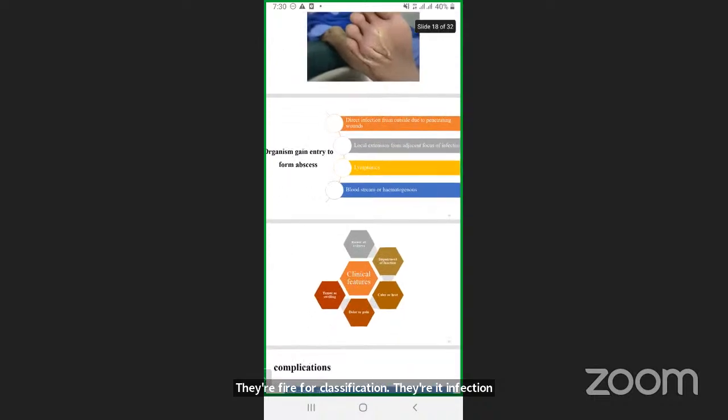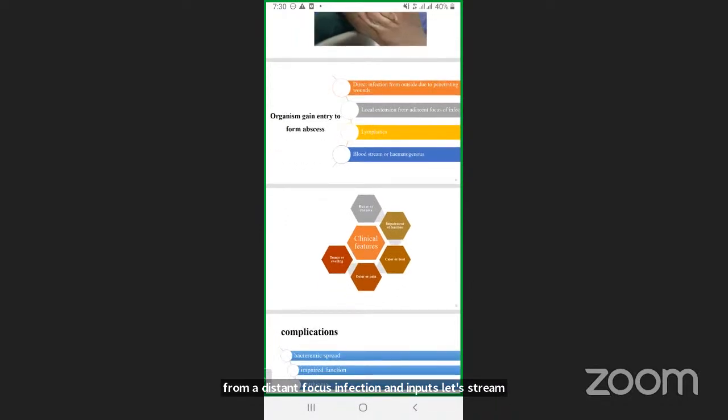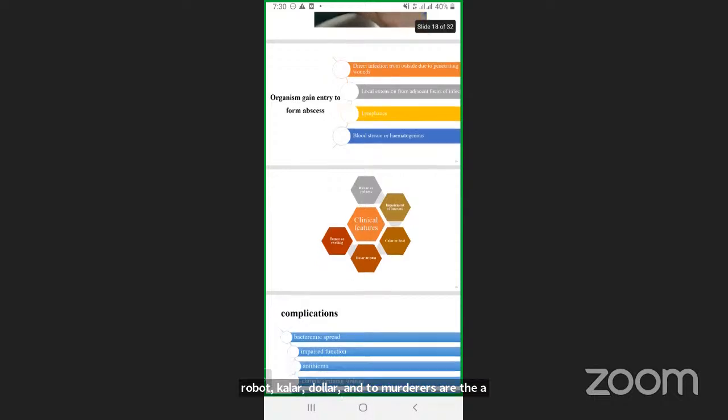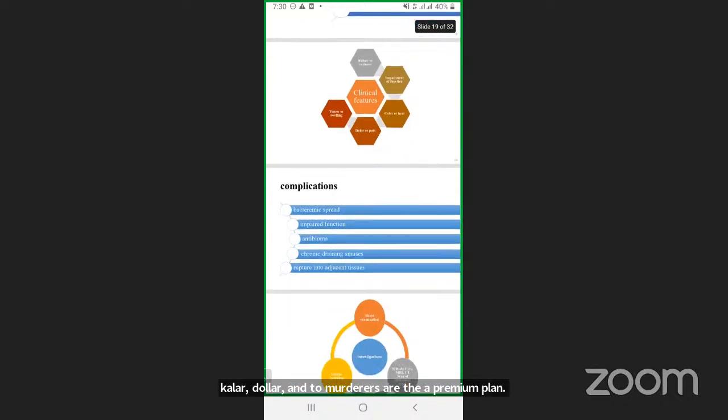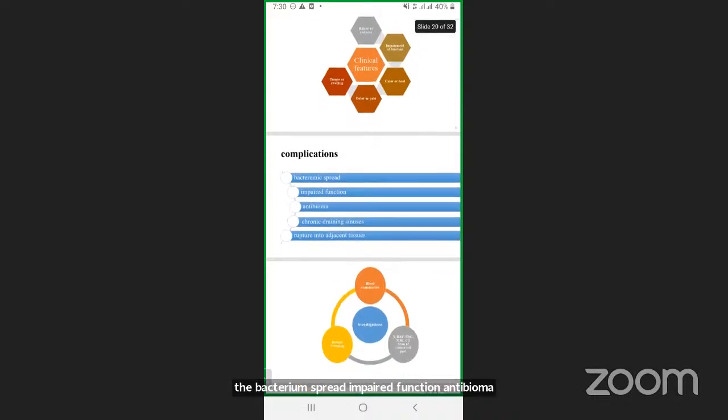Coming to the clinical features of any type of inflammation, we have rubor, calor, dolor, and tumor. These are the prime symptoms in any case of inflammation. Coming to the complications of the inflammation, that is Vidradi: bacteremic spread, impaired function, antibioma, chronic draining sinuses, and rupture into adjacent tissues.